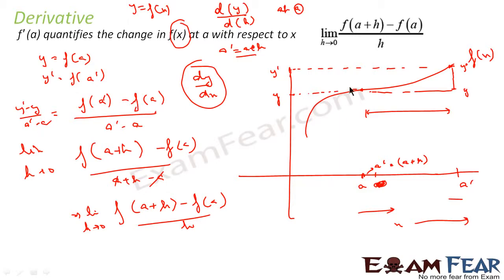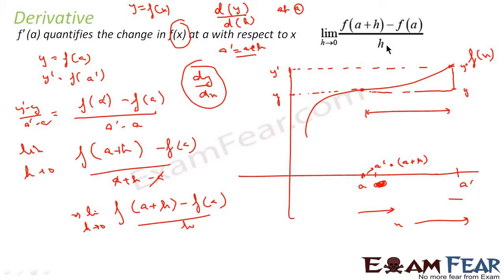Now since we wanted to find this value exactly at this point, instead of taking a' far away from a, we'll take a' very near to a. That is, a' is a + h. So f(a') is f(a + h), where h tends to 0, and a' is a + h, and we got this equation. So f'(a) is nothing but the limit of (f(a + h) − f(a)) / h.